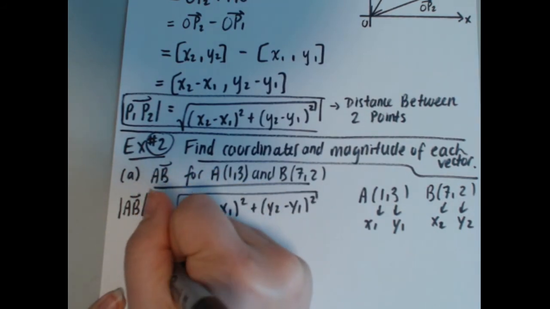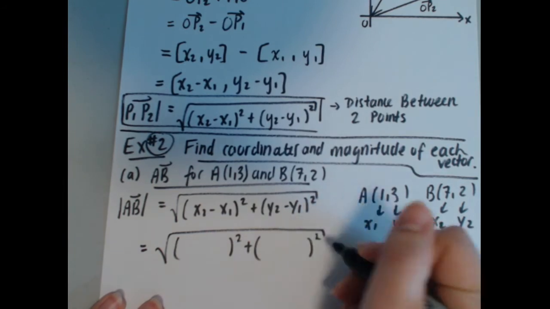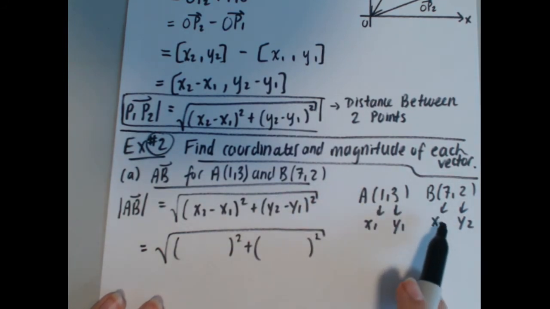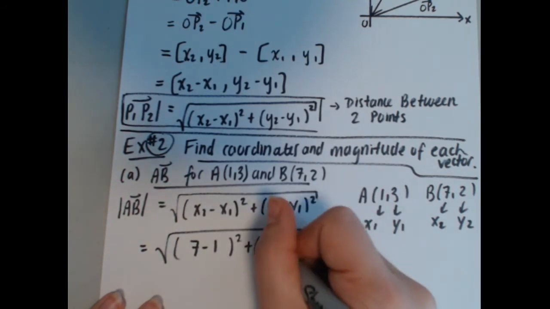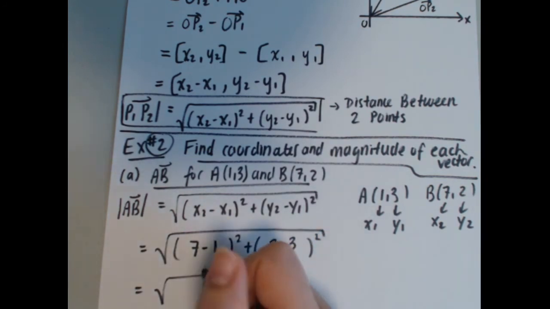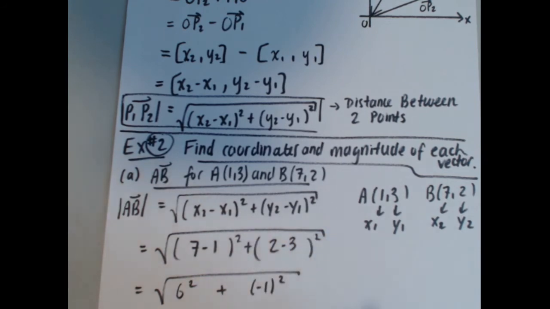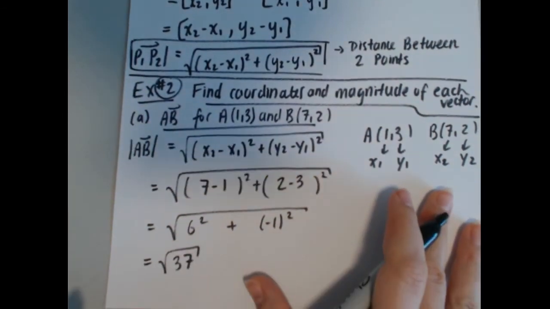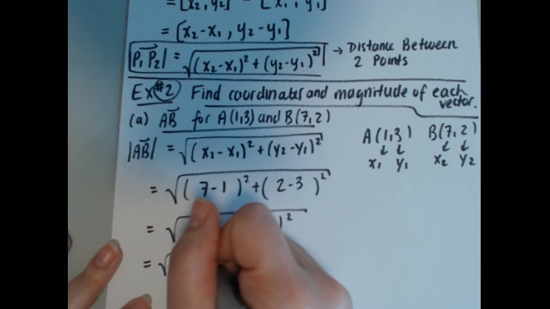All right. You can do this piece by piece, or you can do it all together as I have here, up to you. So x2 minus x1 is 7 minus 1 for the x, and for the y's it's going to be 2 minus 3. So we end up getting the square root of 6 squared plus negative 1 squared. So 36 plus 1 is 37. So we get the square root of 37. That is the magnitude.